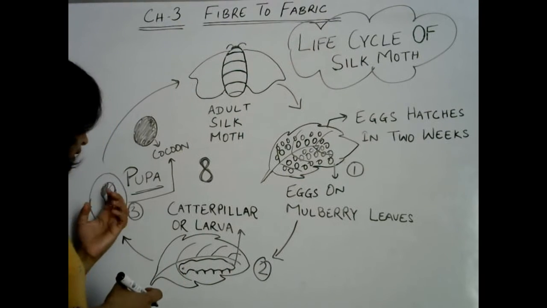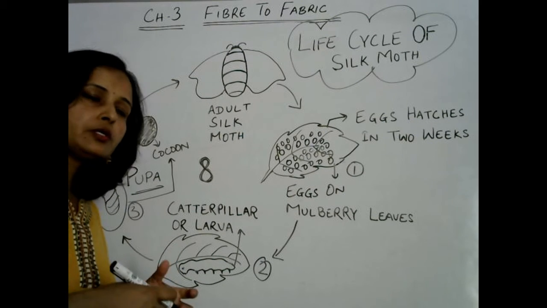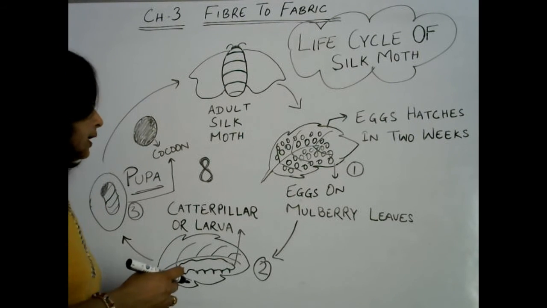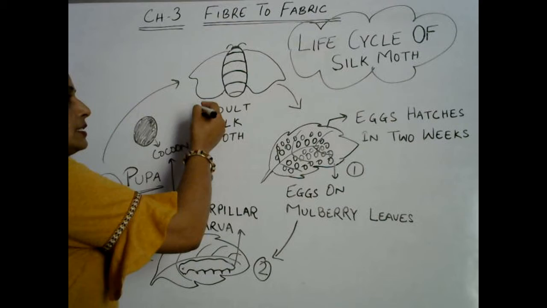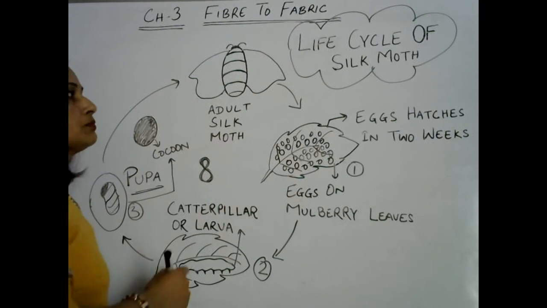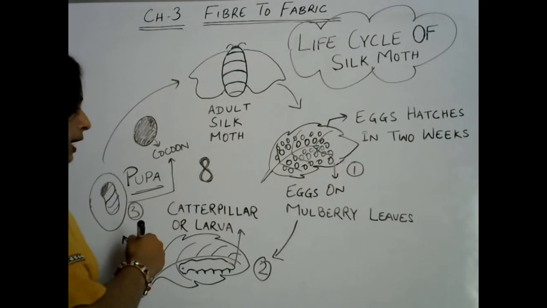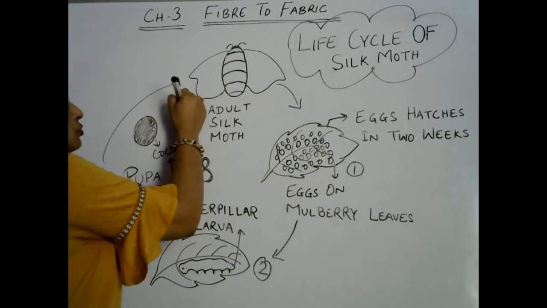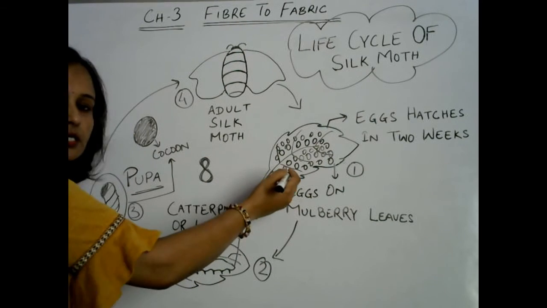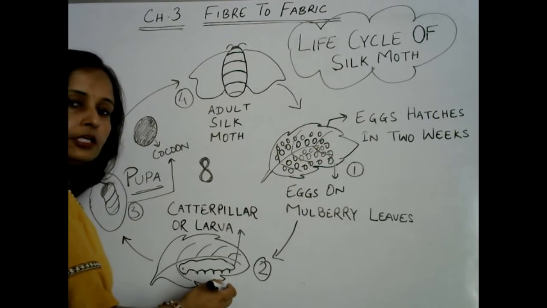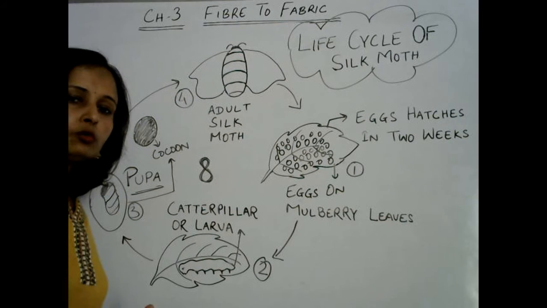Then inside the cocoon, the pupa matures into an adult silk moth, and after maturity the cocoon splits, and the adult silk moth comes out from the cocoon, and then again the same thing happens. So this is the fourth stage in the life cycle of the silk moth, that is the adult silk moth. First stage egg, second stage caterpillar or larva, third stage pupa, fourth stage adult silk moth.